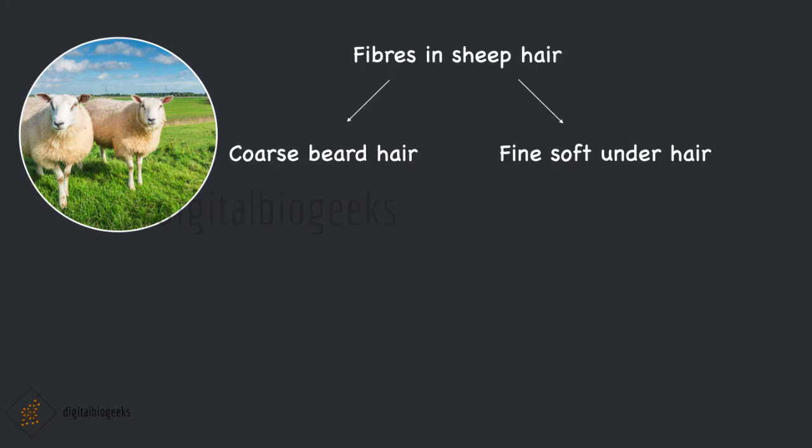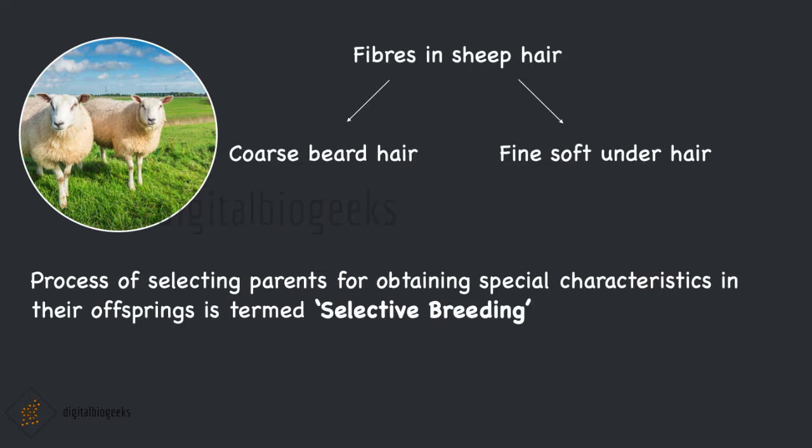Some breeds of sheep only have fine under hair. It is easy to cut, remove and separate fine under hair from these animals as they don't have the outer coarse beard hair. Sheep from this breed are selected and the younger ones obtained from these parents will only possess fine under hair. This process of selecting parents to obtain special characteristics in their offspring is termed selective breeding.